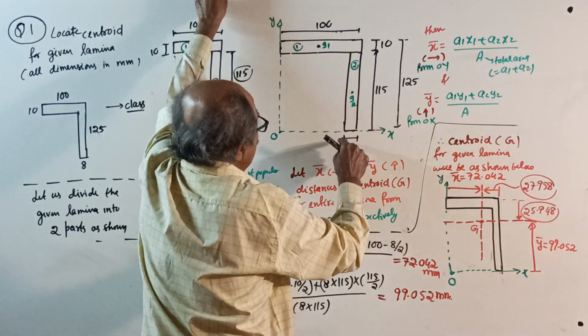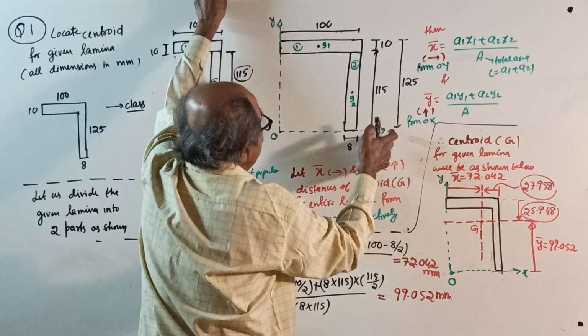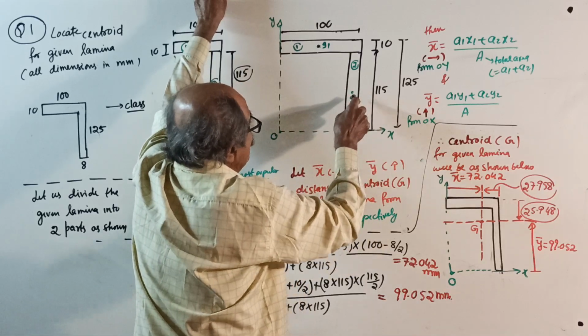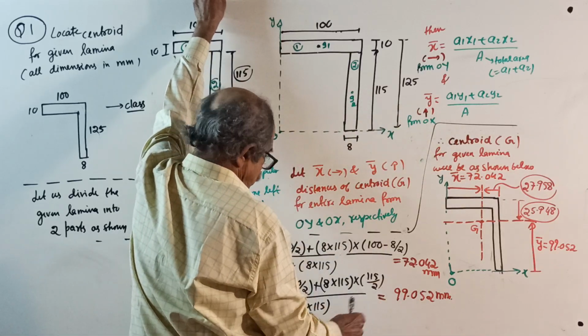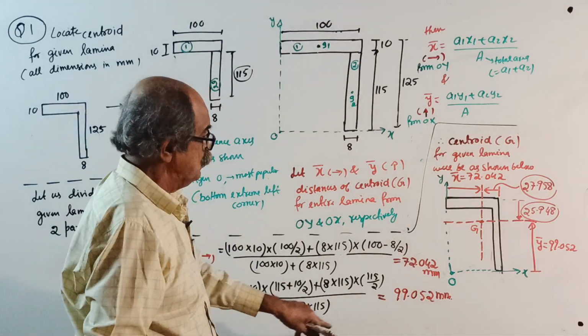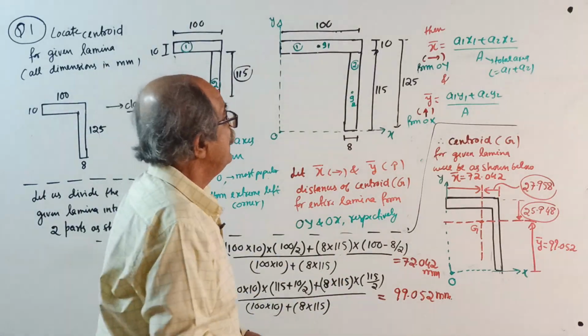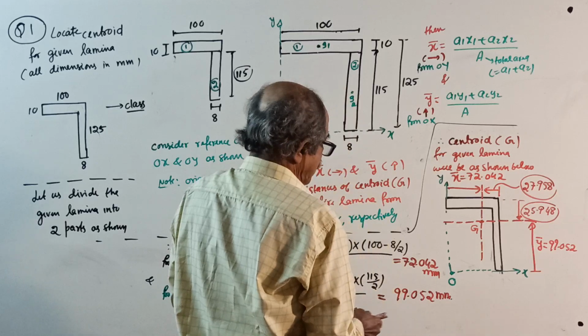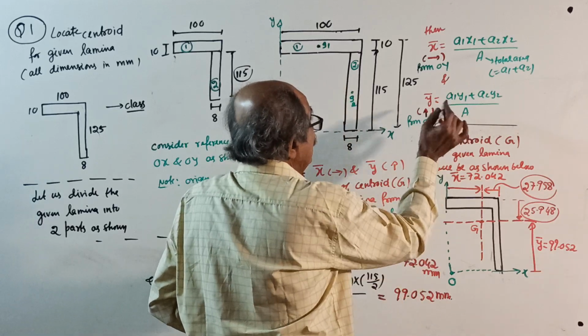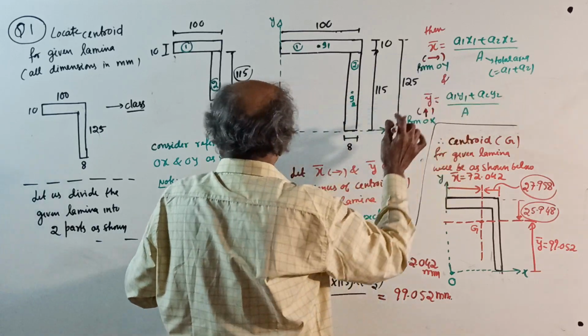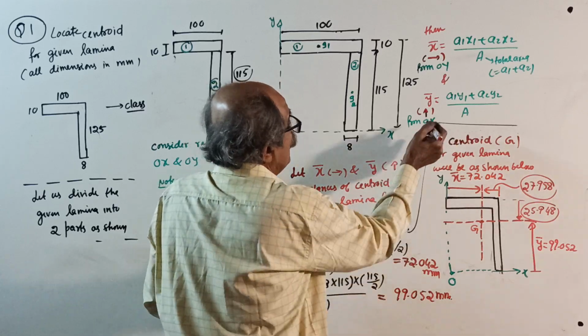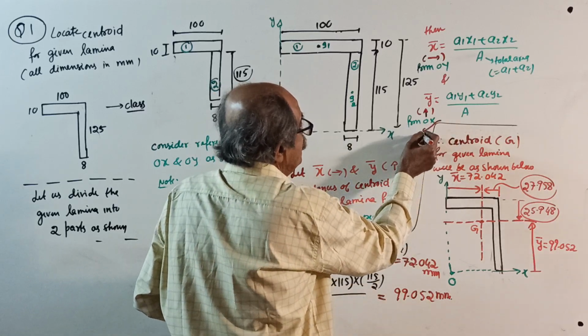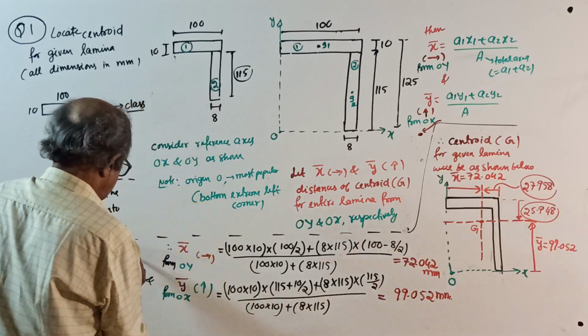Plus A2. 8 into 115 is the area, into its centroid is here. From here to here is 115 by 2, divided by A1 plus A2. Y bar will come in millimeter. Then, once you write this formula, then I'll tell you what to do. Once you find the formula here, from there you have to come here. Where? Here.